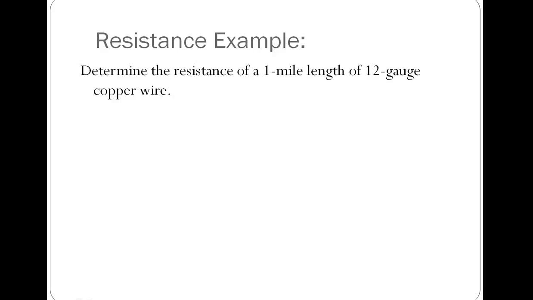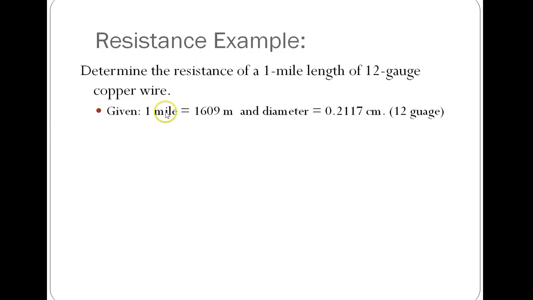They give that to you in kind of funny terms. I mean, actually, that's probably the way a layman would talk about it, but as far as problem solving in physics, you would need to know what a mile is in meters and what on earth is 12 gauge. 12 gauge actually refers to the diameter of the wire, so they're giving you that. So a mile is 1609 meters, and 12 gauge wire actually corresponds to this distance of this diameter in centimeters.